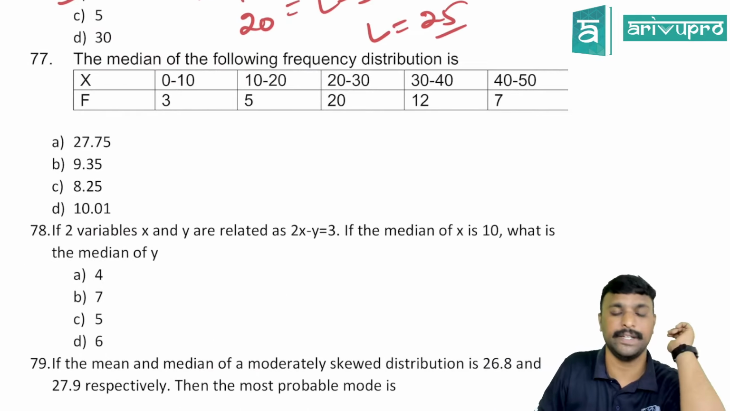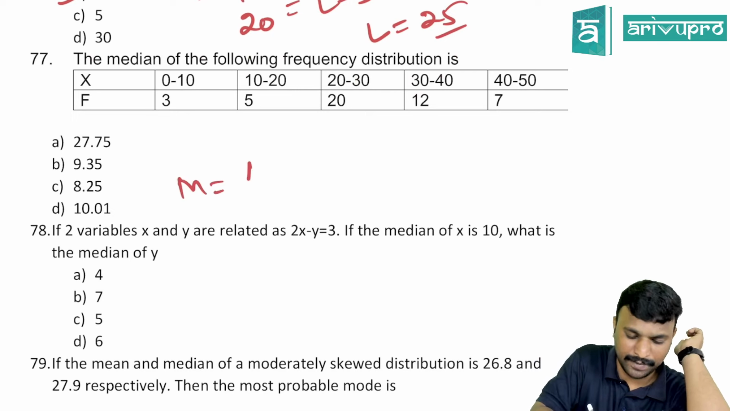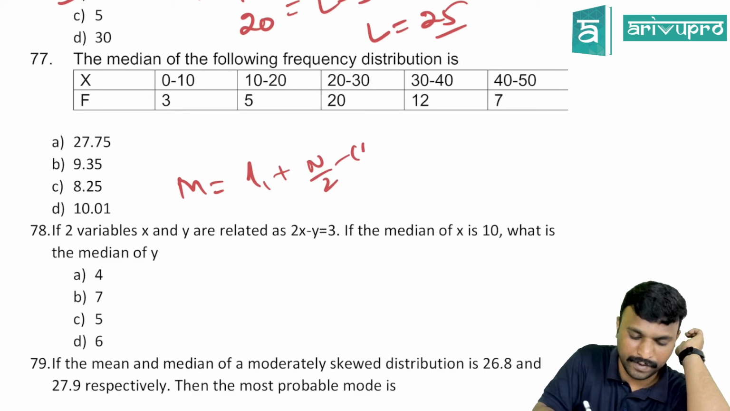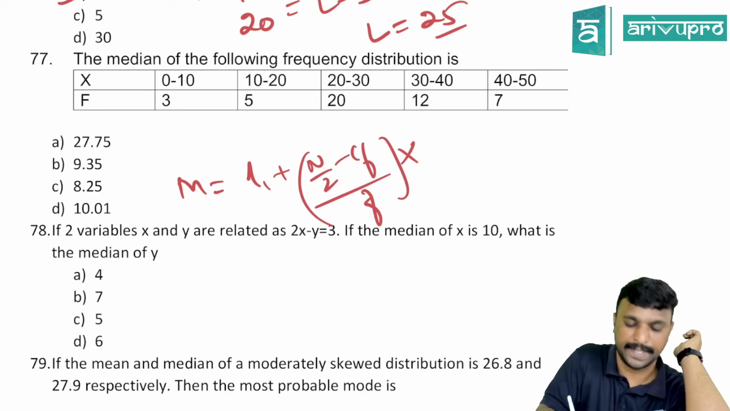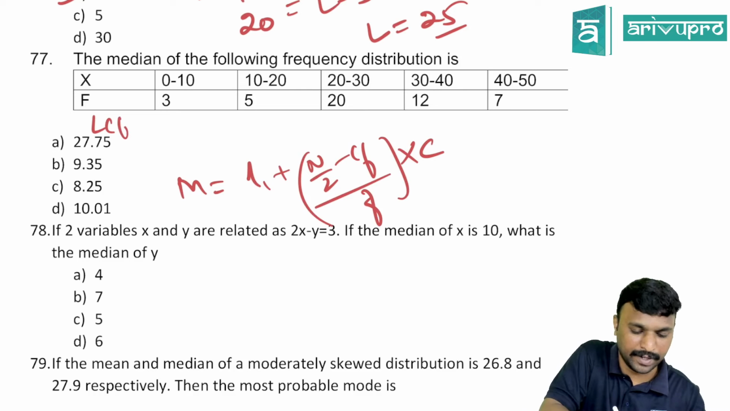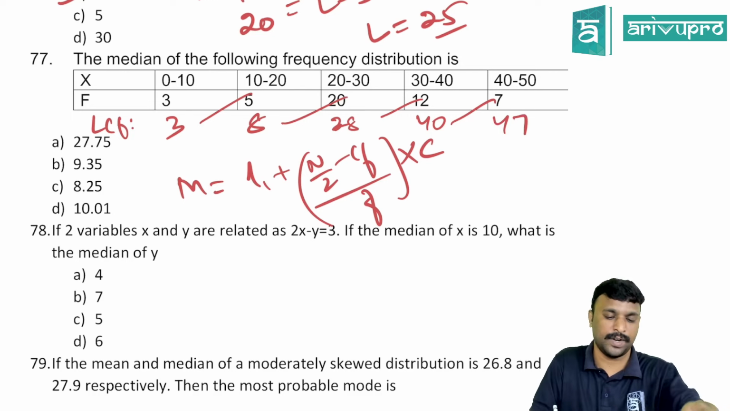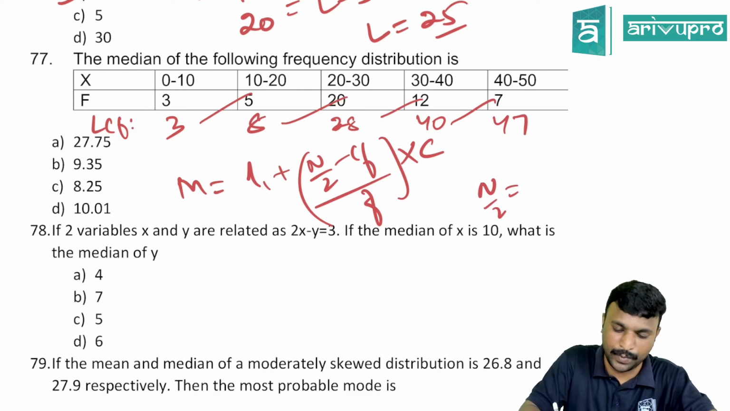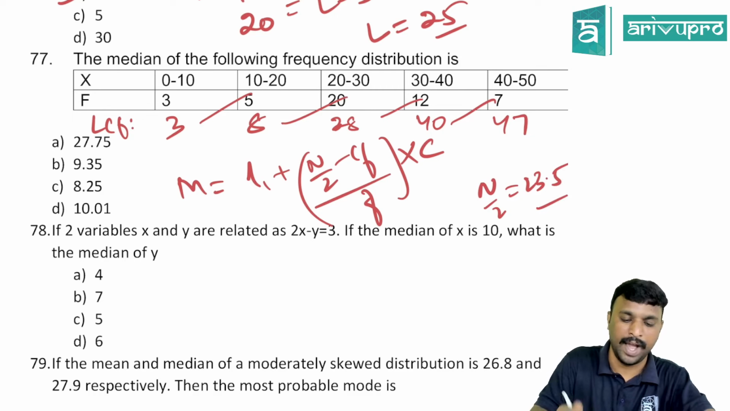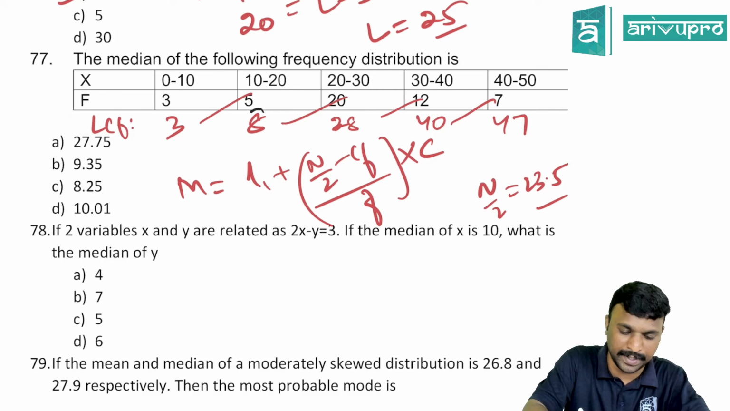We need to find the median for this. What is the median formula for continuous grouped data? Guys, it is L1 plus n by 2 minus CF upon F into C. So what is n by 2 basically? First of all, you need to find the cumulative frequency for the median. So 3 plus 5 is 8, 8 plus 20 is 28, 28 plus 12 is 40, 40 plus 7 is 47. So what is n by 2? N by 2 is 23.5. Yes or no?